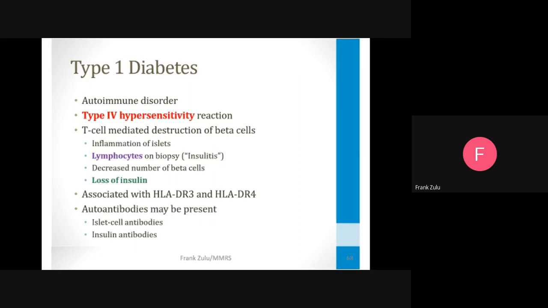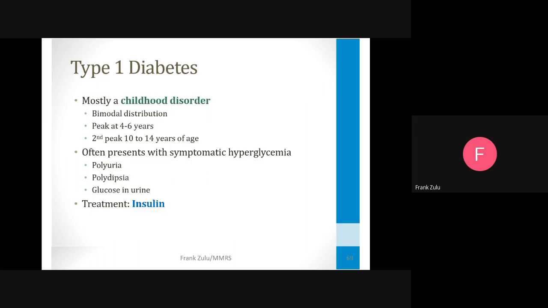Type 1, I said it is a hypersensitivity reaction, autoimmune. They'll start attacking the beta cells. Then there will be a decrease in production of insulin. And when there's a decrease in production of insulin, this person will end up having high levels of glucose for a long time, and then diabetes. Okay, so it is usually seen in young persons, like below 20 years.